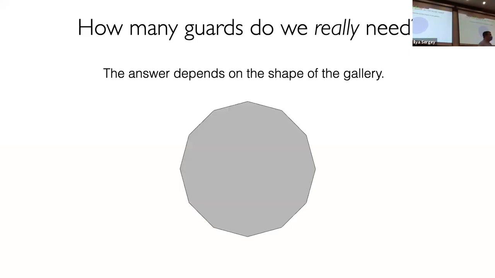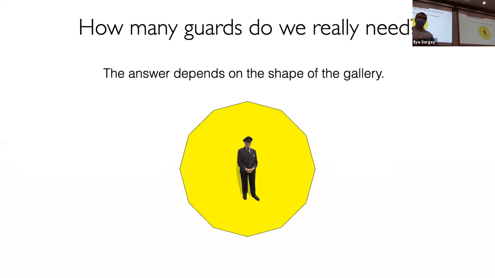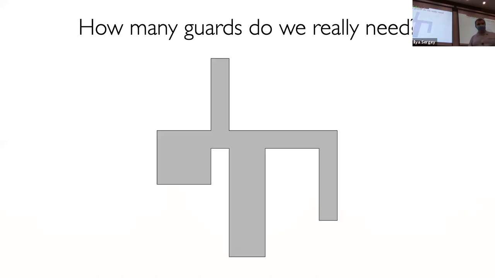Okay, that's the problem. And the answer really depends on the size of the gallery. The gallery is just a two-dimensional polygon, possibly with obstacles. So if we have a convex polygon like this one, then clearly we just need one guard. If we have something like that, someone pick a guess. How many guards do we need? Four, probably. Any other ideas? Because we need to pay all of them, so we obviously want to minimize this number. Okay, the answer I have is close, it's three.